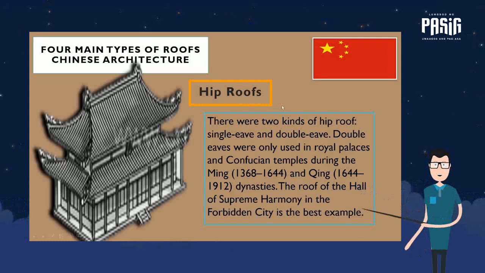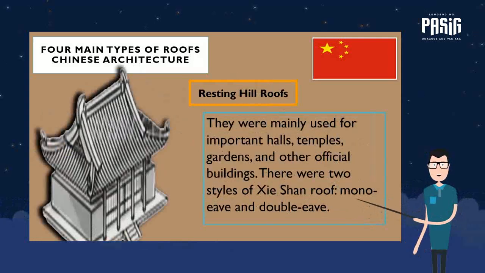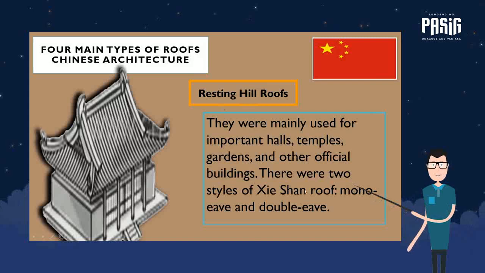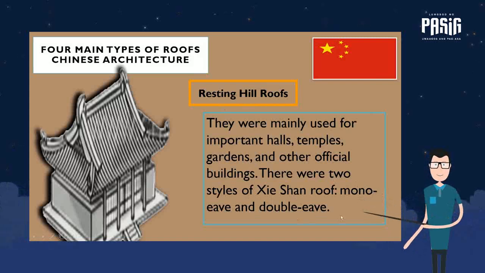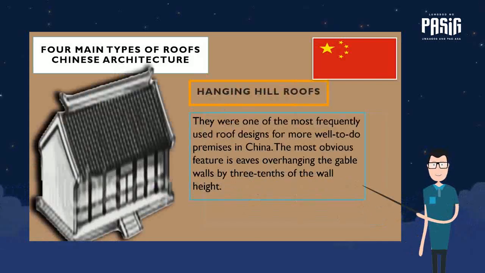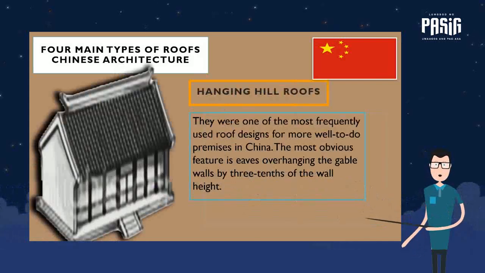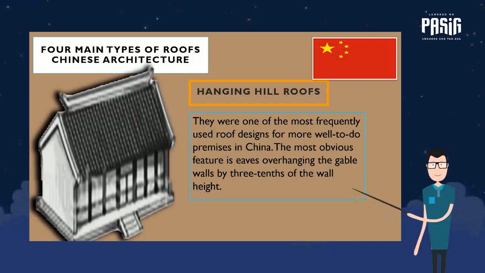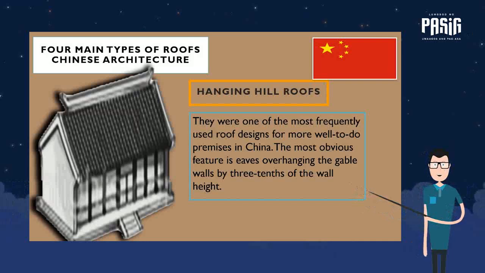That is hip roofs. Let's have resting hill roofs. They were mainly used for important halls, temples, gardens, and other official buildings. There were 2 styles of Shishan roof, mono-eave and double eave. Let's have hanging hill roofs. They were one of the most frequently used roof designs for more well-to-do premises in China. The most obvious feature is eaves overhanging the gable walls by 3/10 of the wall height. That is hanging hill roofs.